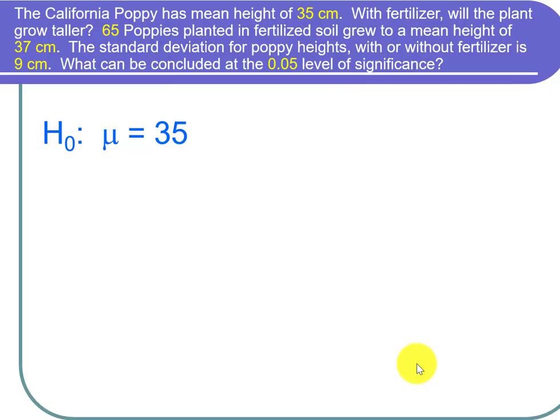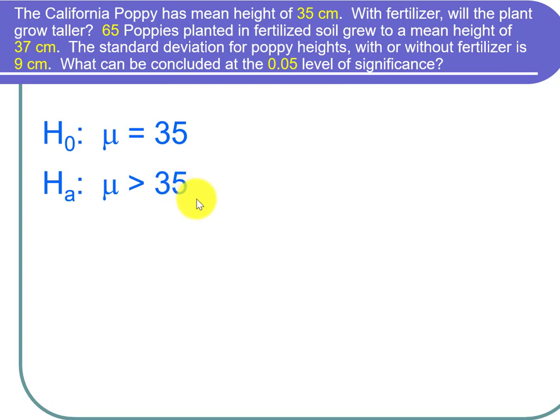So to start this out, what we want to do is write down our null hypothesis. The null hypothesis is that the mean height's the same. So in other words, H naught: mu, the population mean, is equal to, it's the same as without fertilizer, which is 35. So mu equals 35. And then we find HA, or H1, however you want to call it, HA: mu is greater than 35, because we want to see if the plant grows taller, and taller means a greater than 35 height.